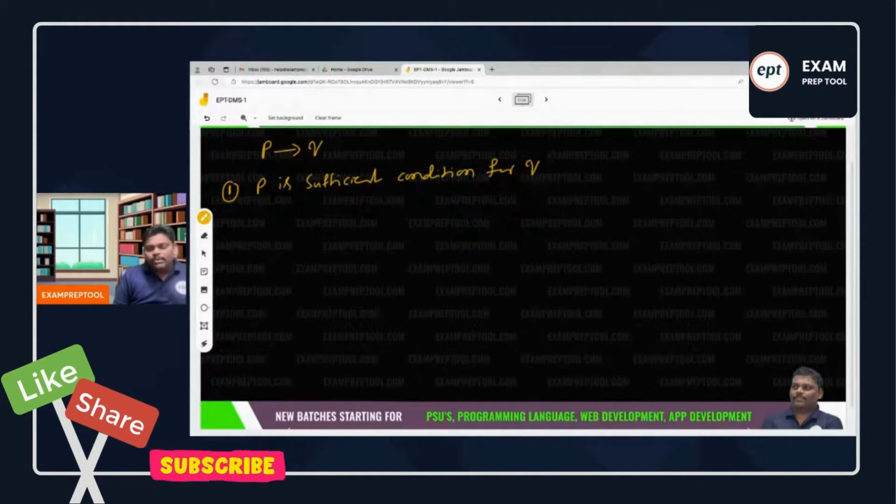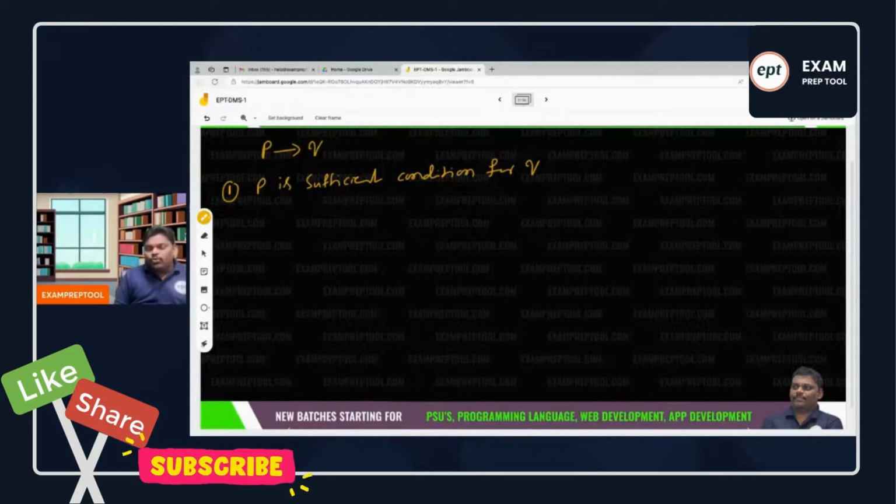That means Q will be true. Careful, everyone. P implies Q is going to be true even if P is false. Am I right or not? Because if P is false, whatever Q may be, the total becomes true. It is sufficient. Sufficient means okay, it is not necessary. P is the sufficient condition for Q.